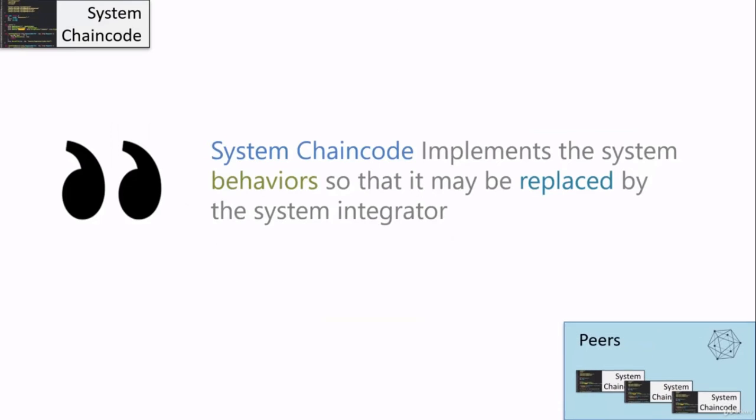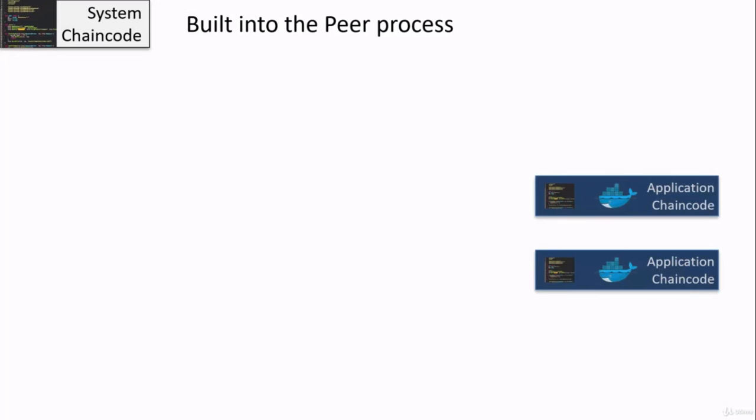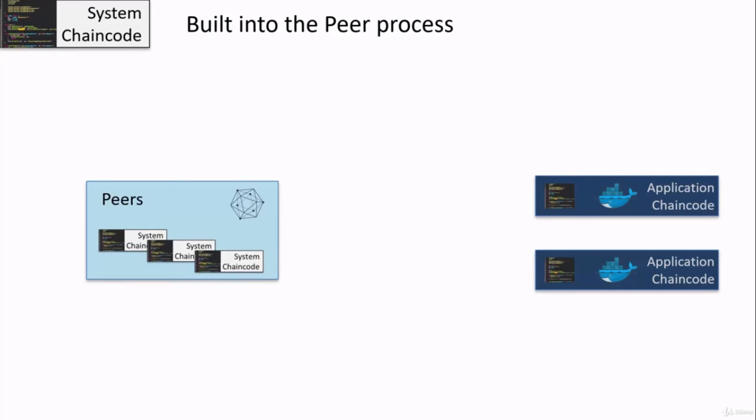Now let's talk about system chain code. System chain code implements the system behaviors so that it may be replaced by the system integrators. These system chain codes are built as part of the peer binary. Let's dig a little deeper into the system chain code. You already know that the application chain code instantiation leads to the creation of Docker containers with the application chain code. System chain code, on the other hand, is part of the peer process. It's instantiated within the peer process at runtime.